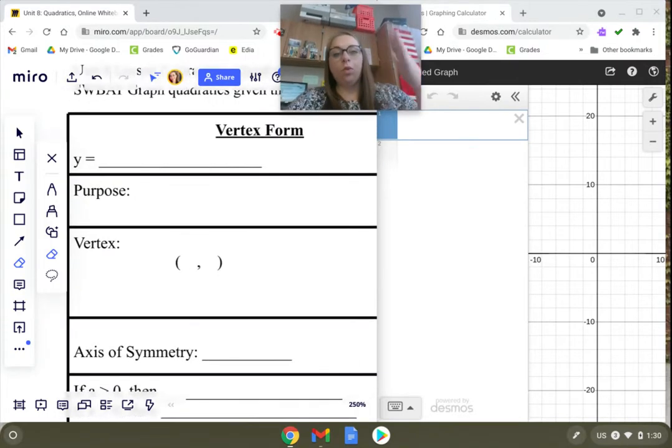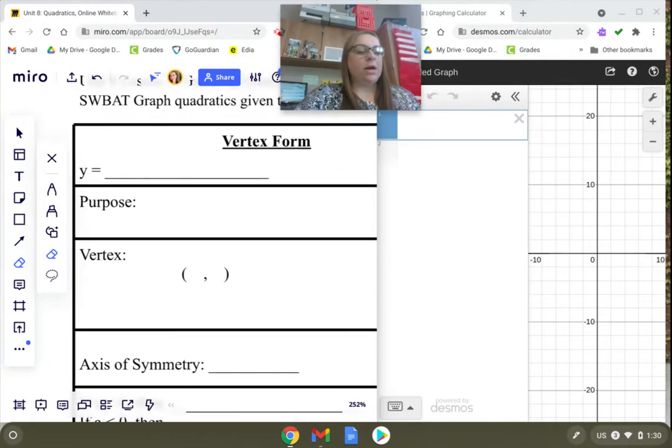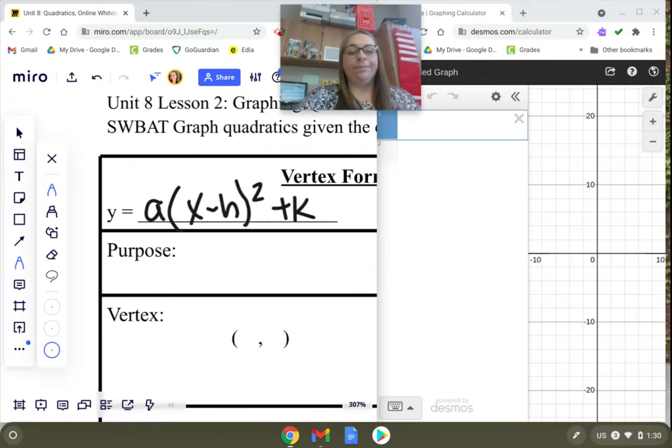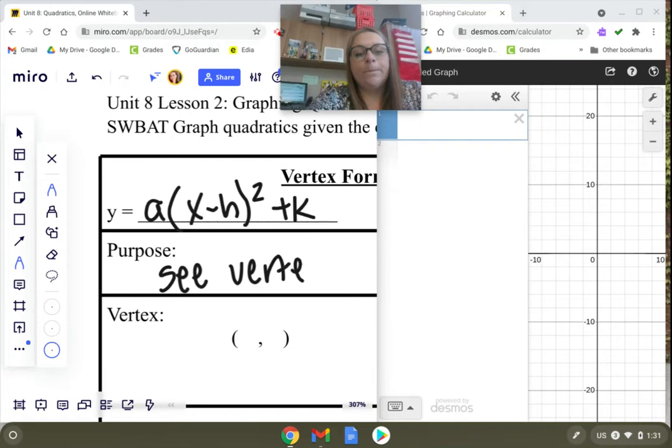So we're going to do one type of quadratic formula first, and then we'll do the other after we do a few practice problems. Okay, so we're going to split up this box at the top. We're going to start by looking at vertex form. Vertex form for a quadratic is a(x minus h) squared plus k. The purpose of this form is to be able to see the vertex. You can look at this formula and know exactly what the vertex is without having to do any math.